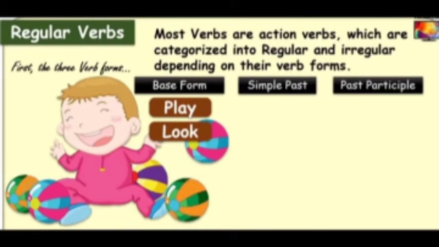Most verbs are action verbs. You are already clear with what action verbs are, so no need to repeat. Mostly the verbs are action verbs, which are categorized into regular and irregular depending on their verb forms. Alright, children, you all know that there are three verb forms: base form, simple past and past participle. Base form means the main form, like play, look.